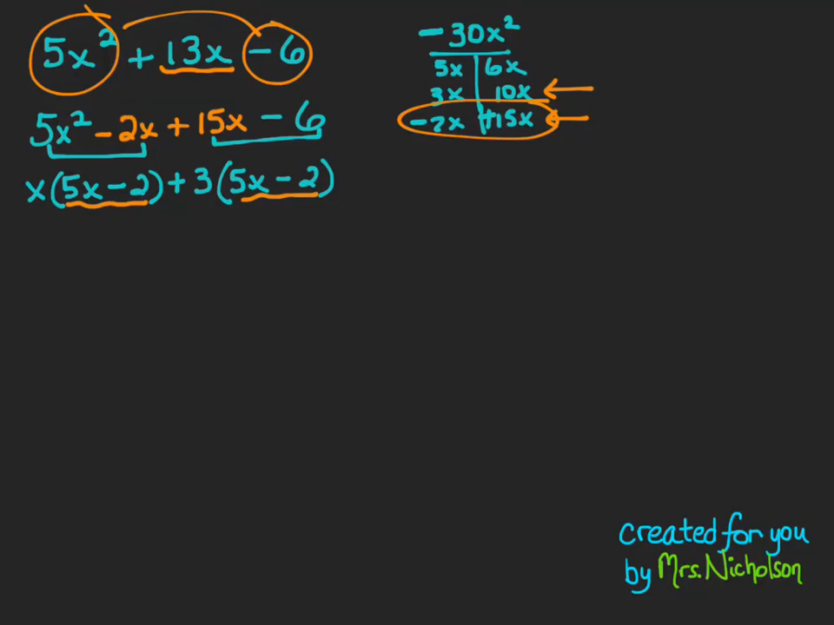I have two terms here, x times 5x minus 2 plus 3 times 5x minus 2, and both of those terms have a 5x minus 2. So I'm going to factor that out, and when I do that, I'm left with x plus 3. And so my factored version of 5x squared plus 13x minus 6 is 5x minus 2 times x plus 3.